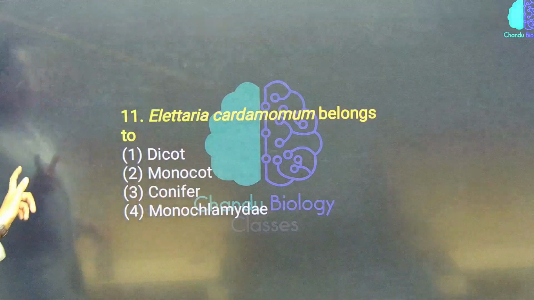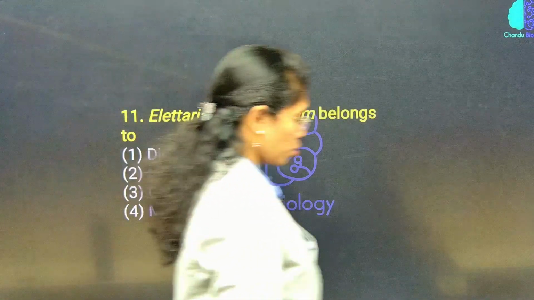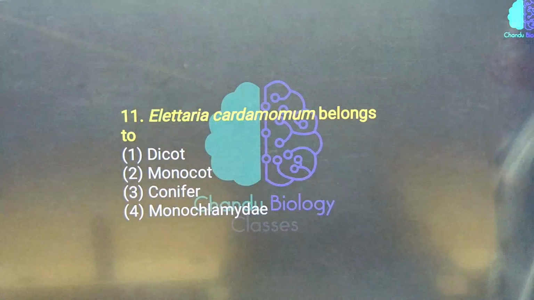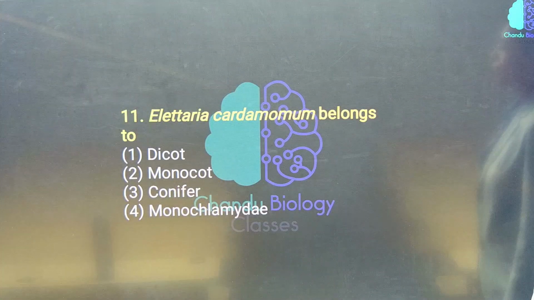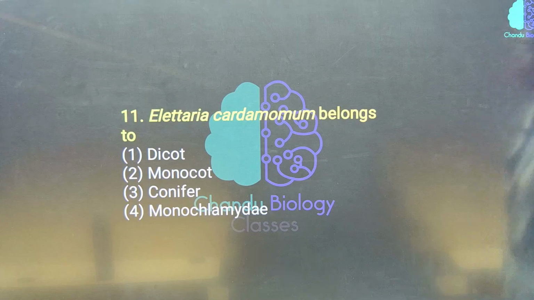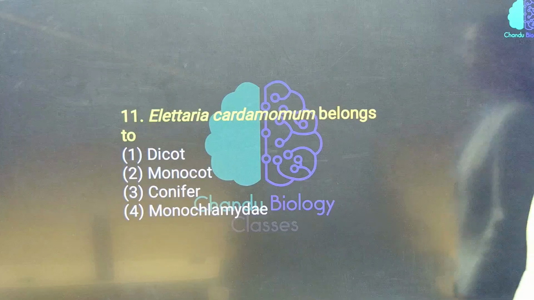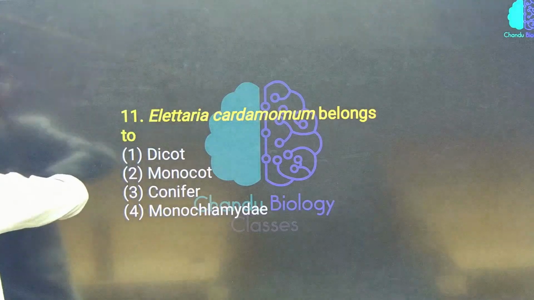Elettaria cardamomum belongs to what class of angiosperms? The hint itself is given. I asked you what class of angiosperms. So, we can easily answer. The answer is very simple, it is monocot. Okay. This belongs to the monocot class of angiosperm. Simple.